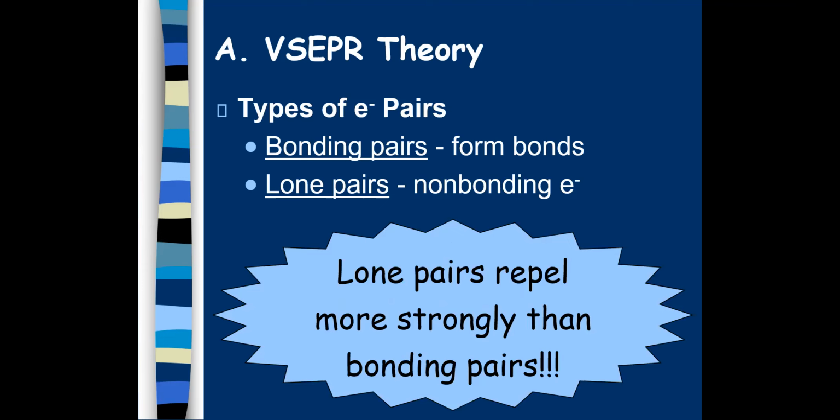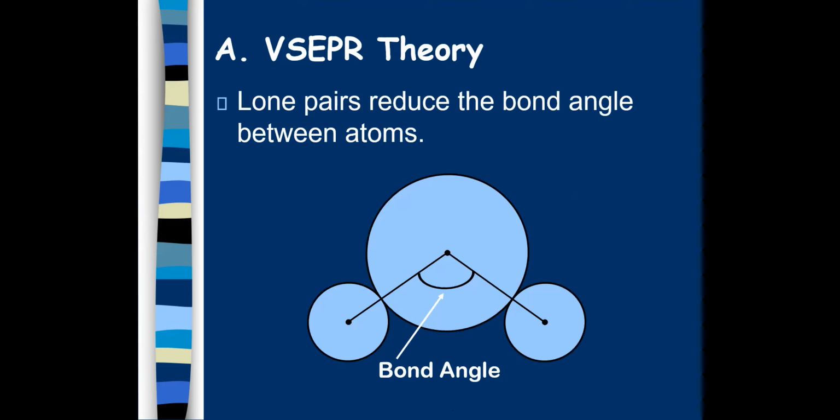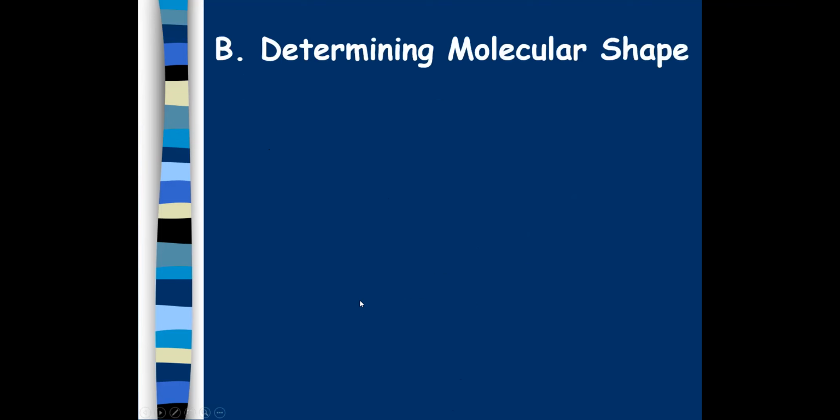And to know this, lone pairs are stronger, so they repel more than bonding pairs. What does that mean? That means that the lone pairs, if they're present, will reduce the bond angle between the atoms. Let's look at that.